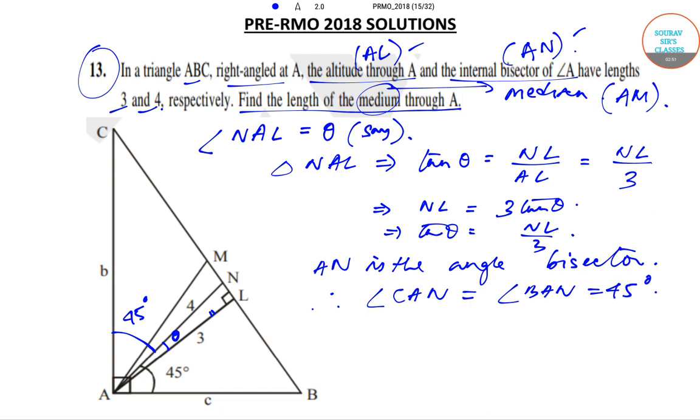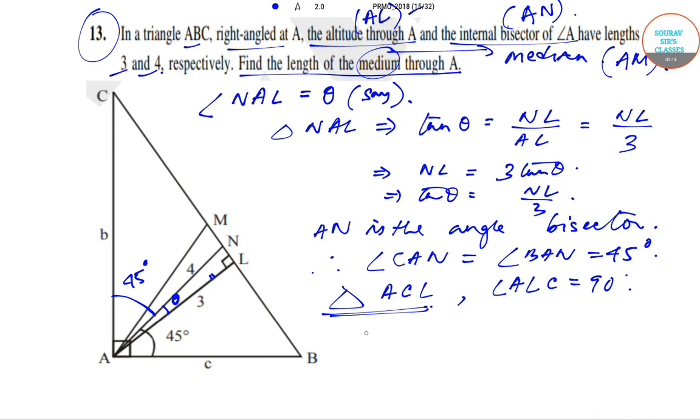Now the triangle that we'll consider is ACL. In the triangle ACL we have angle ALC equal to 90 degrees, so basically this is a right angle triangle. The angle that we'll consider is angle CAL, and this angle is equal to 45 degrees plus theta.